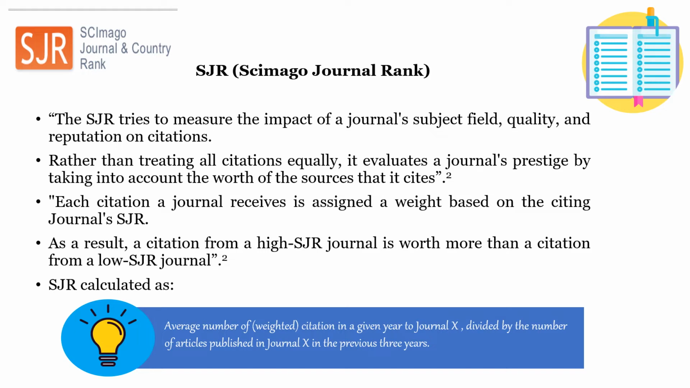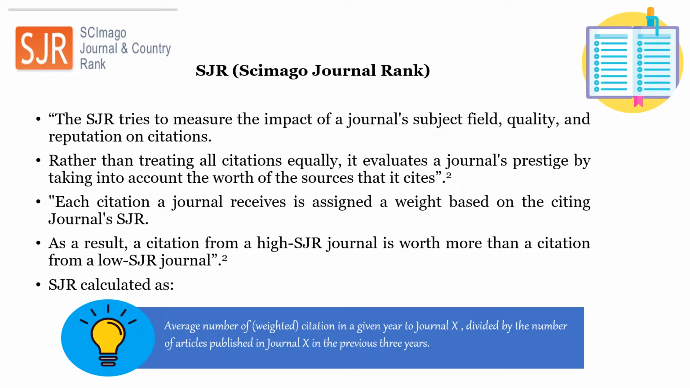SJR, SCImago Journal Rank. You must have observed SJR written in many journals whenever you send your research paper to a certain journal. SJR aims to capture the effect of the subject field, quality, and reputation of a journal on citations. It calculates the prestige of the journal by considering the value of the source that cites it, rather than counting all the citations equally. So citations are not calculated as a number like 1, 2, 3, 4, not calculated in that way. It is considered according to the prestige.